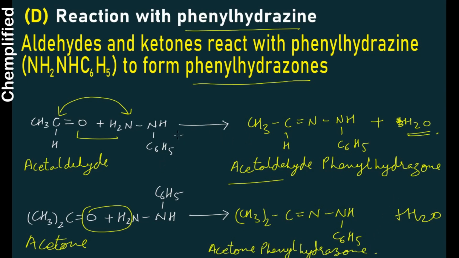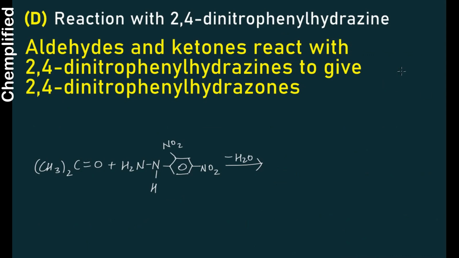Now all these compounds are very much related to hydrazine only. NH2 NH2 is hydrazine, right? After removing one hydrogen, they just add C6H5, the phenyl group, so the name changes to phenylhydrazone. These are just the derivatives of hydrazine only, right? Now they all come in the category of, I forgot the name, ammonia derivatives. Yes. Now this is the last reaction that we will talk about.